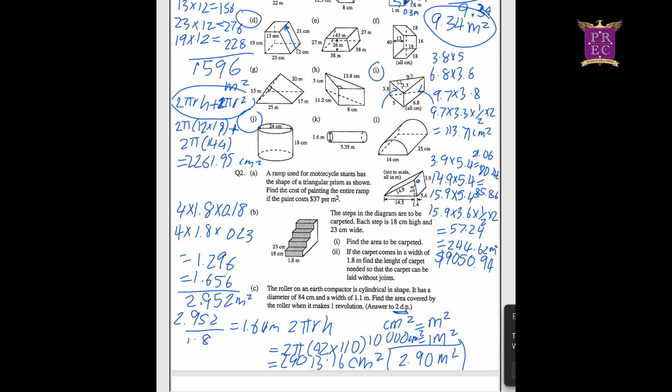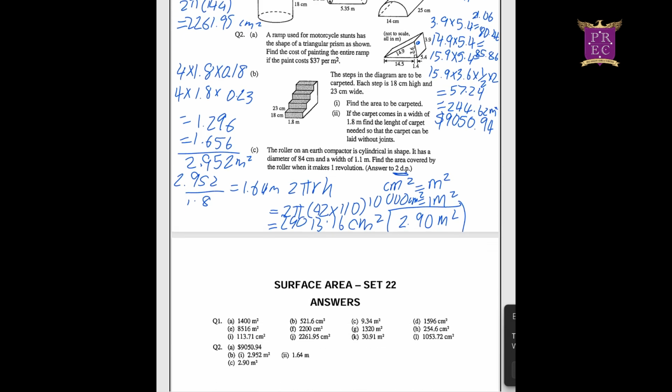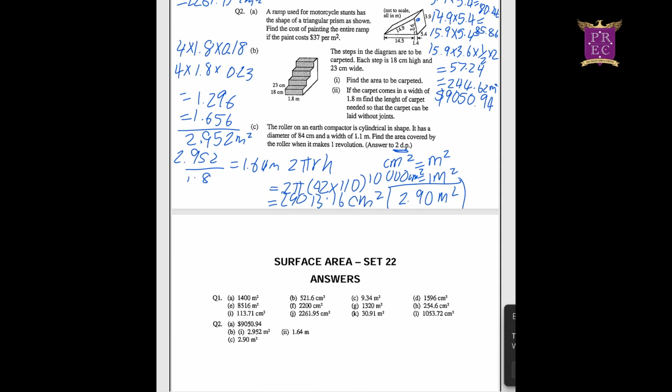And that's it, guys. I want you to go through every single question and see how you go. The answers are in the next page. You can have a look at the answers over here. All right, good luck.